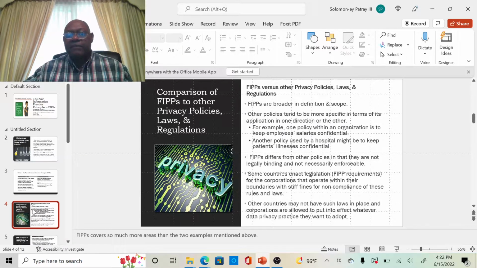FIPPs differ from other policies in that they are not legally binding and not necessarily enforceable. Some countries enact legislation for corporations that operate within their boundaries, with stiff fines for non-compliance with these rules and laws. Other countries may have no such laws in place, and corporations are allowed to put into effect whatever data privacy practice they want to adopt.